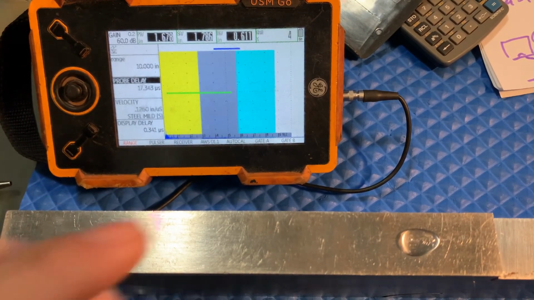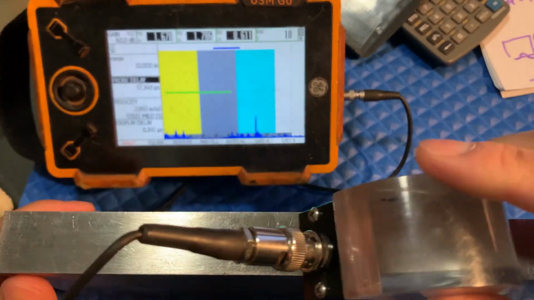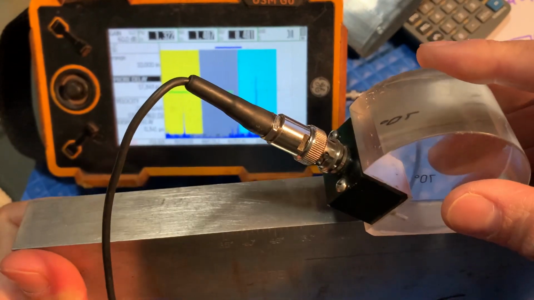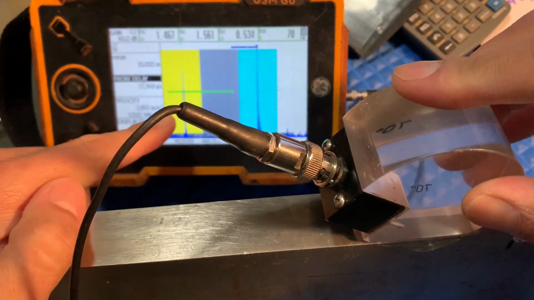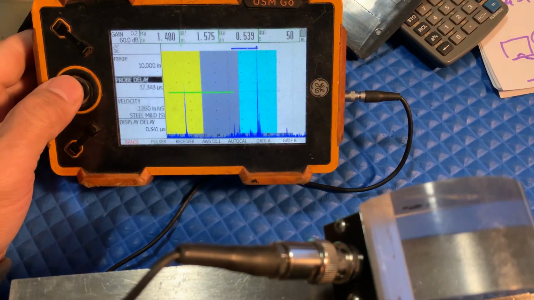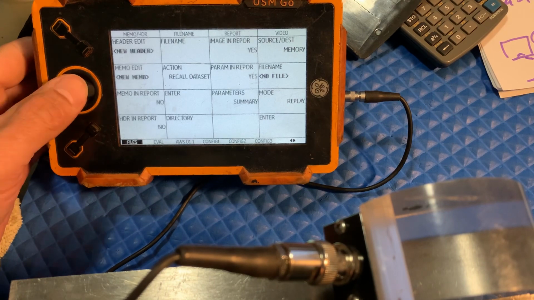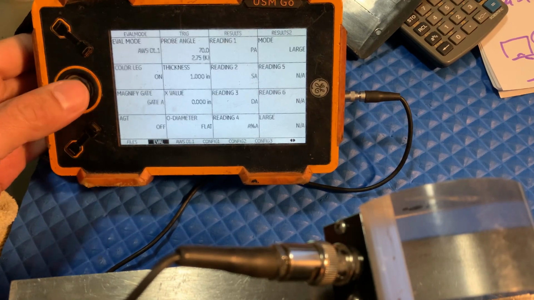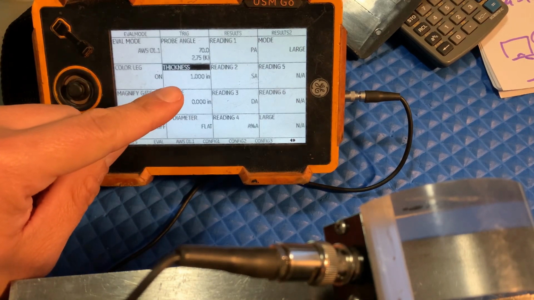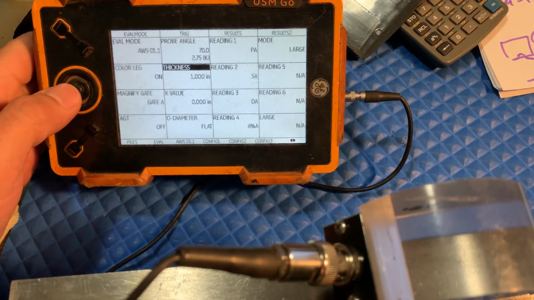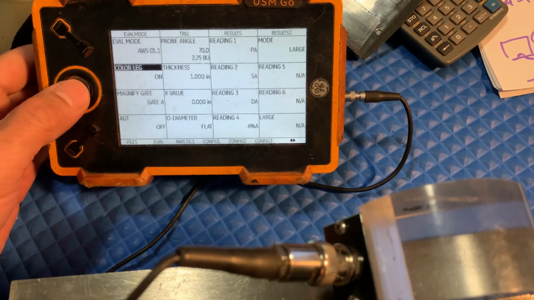Throw a bit of couplant on. And as we're shooting this, there's an indication there in that first leg. On the machine itself, most of the digital machines would be able to do this: you set your evaluation to match the thickness of material. In this case, we're doing a 1-inch thickness. And then we're turning the color legs on, which is this guy here.